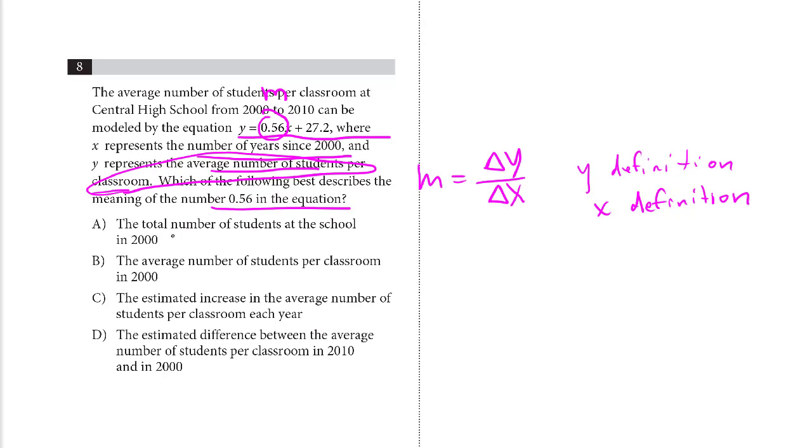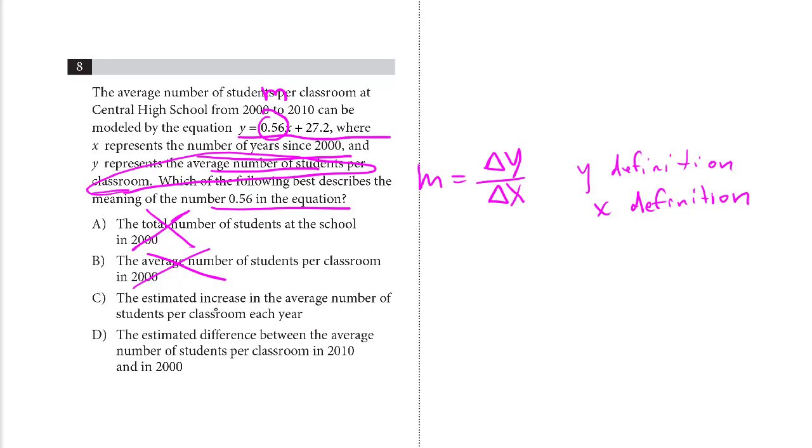So let's take a look at the answers. The total number of students at the school? No, that's not a rate of change, which is a slope. The average number of students per classroom in 2000? No, it's not a particular data point. It's the linear equation. The 0.56 represents the slope.